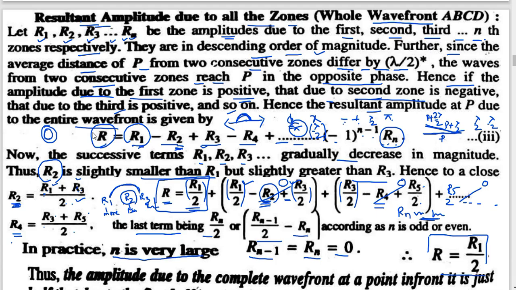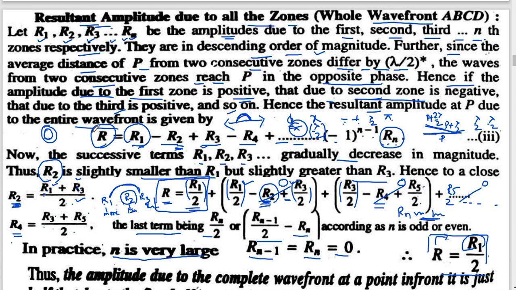So what's the meaning of that? This R is the resultant amplitude due to all the zones, due to first, second, third, fourth, fifth up to the nth zone. And R1 is the amplitude of the first zone only. So the resultant due to all zones is equal to the first zone divided by 2, that means half of the first zone.